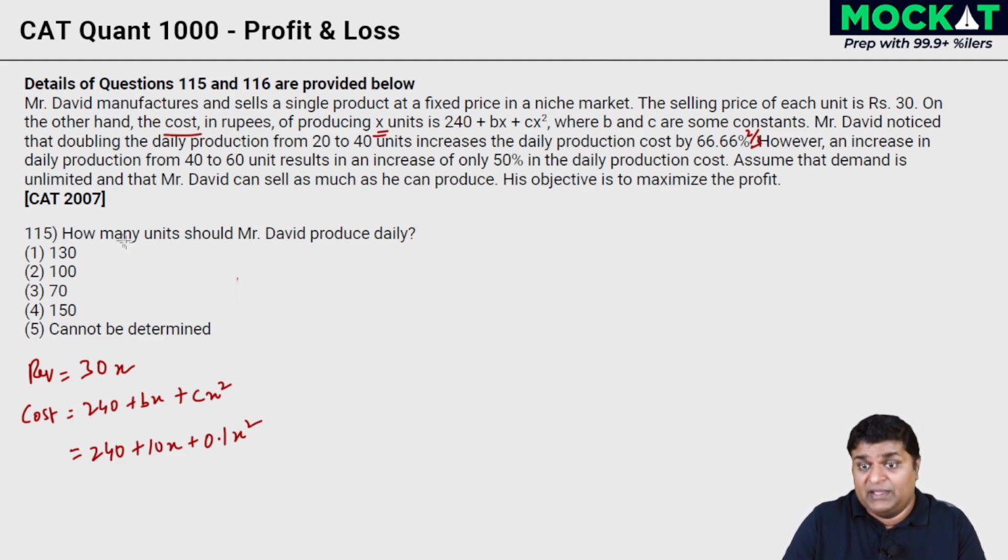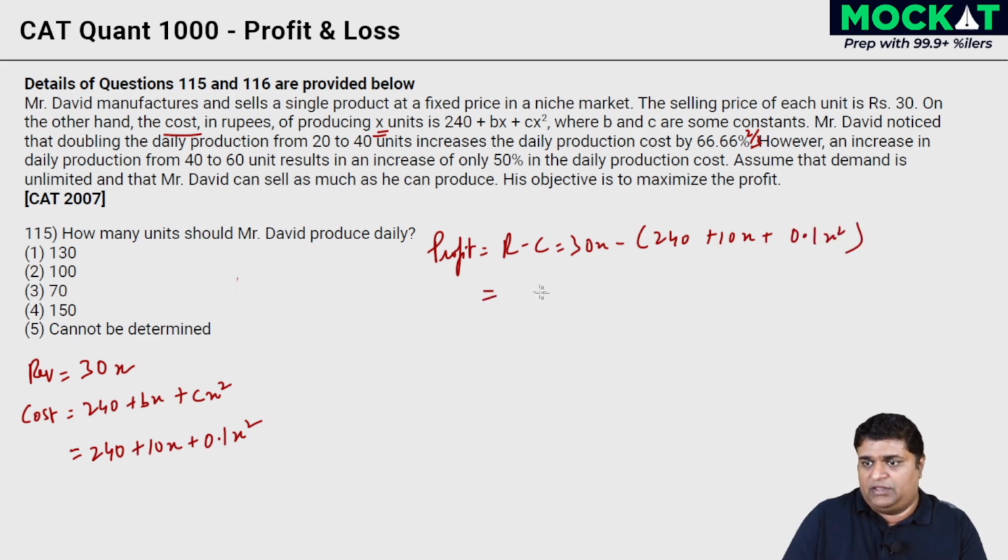Maximize the profit, fine. How many units should Mr. David produce daily to maximize the profit? So the profit over here is nothing but revenue minus the cost. So revenue minus cost, that's going to be 30x minus of 240 plus 10x plus 0.1x square. The profit is nothing but minus 0.1x square. We'll write it in the ax square plus bx plus c format. 30x minus 10x, that's a plus 20x, and then a minus 240.